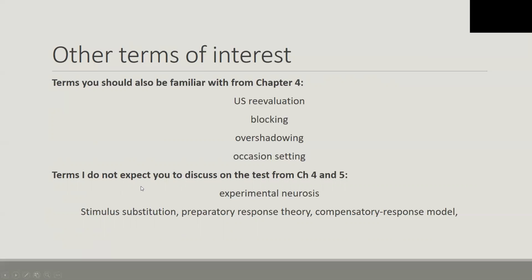There are some terms from Chapter 4 and from Chapter 5 that I'm not actually concerned with. I want to give you a heads up, as you read through Chapter 5 and study for your test, that you're not going to be asked, say, a short essay question on these terms or anything like that. So I'm not concerned with experimental neuroses. And then these three theories that we use to explain the conditioning behavior, I'm not very concerned with them either.